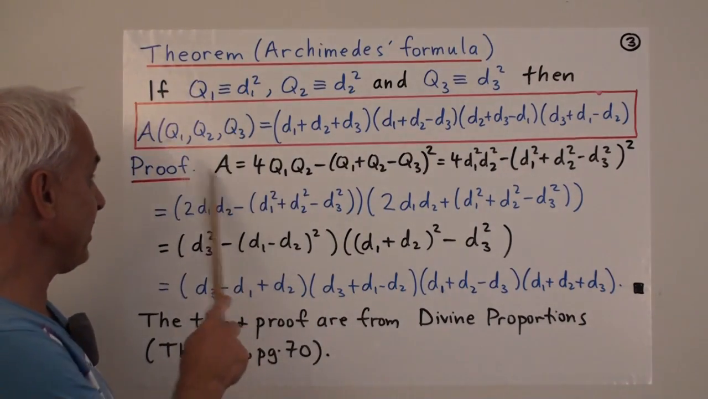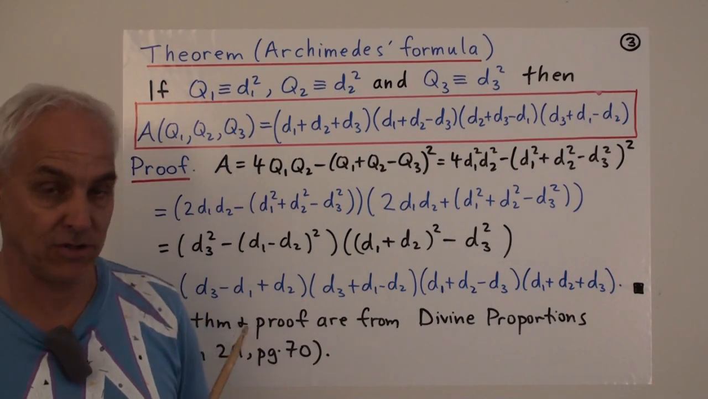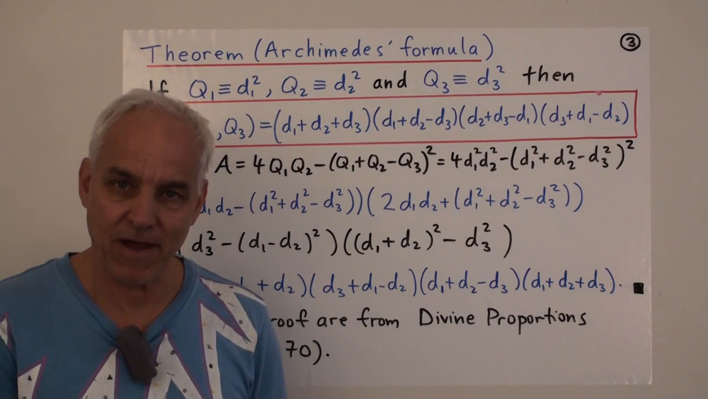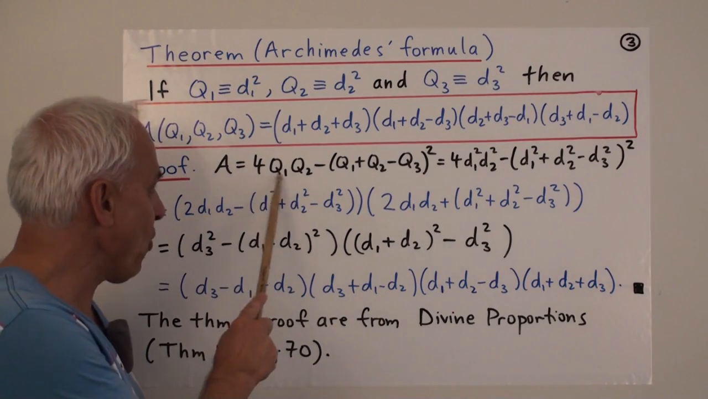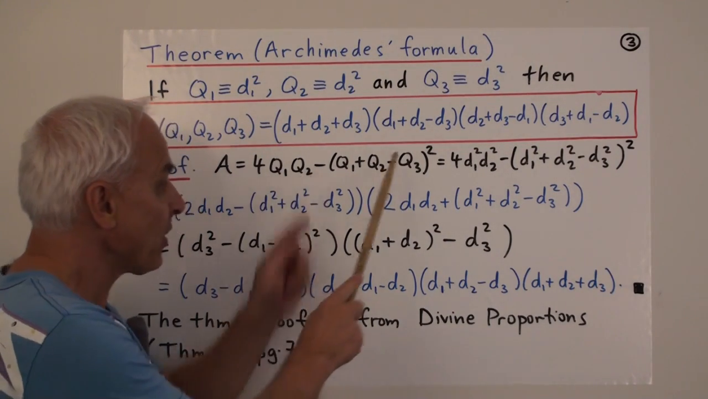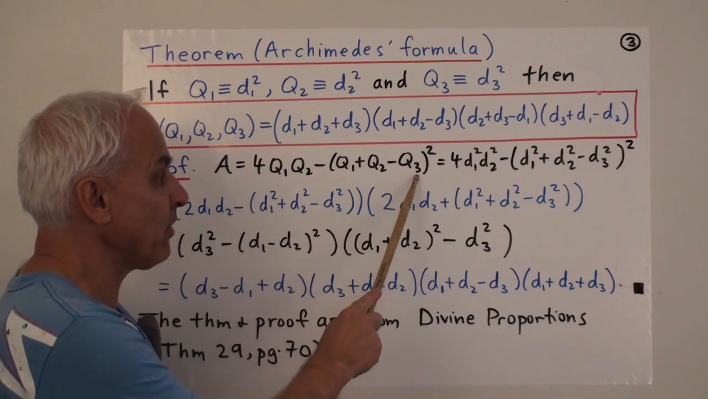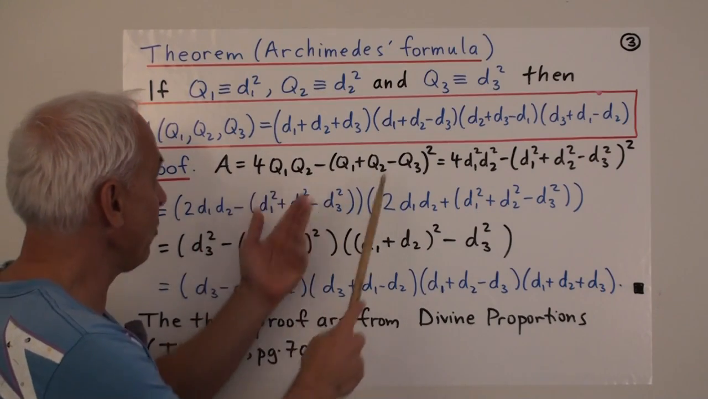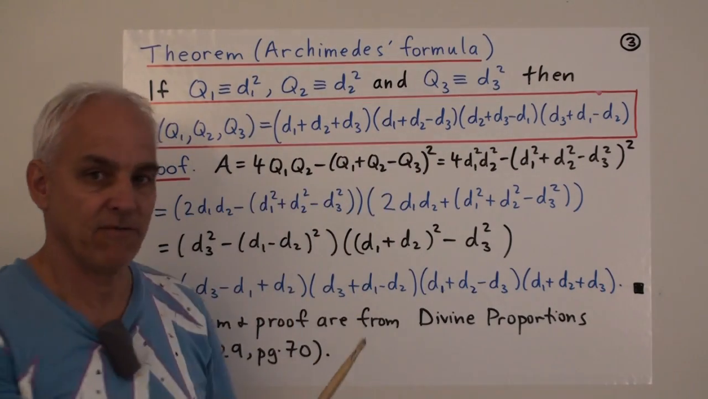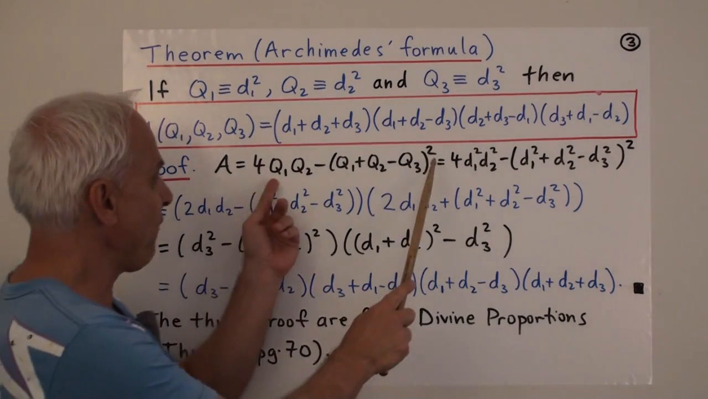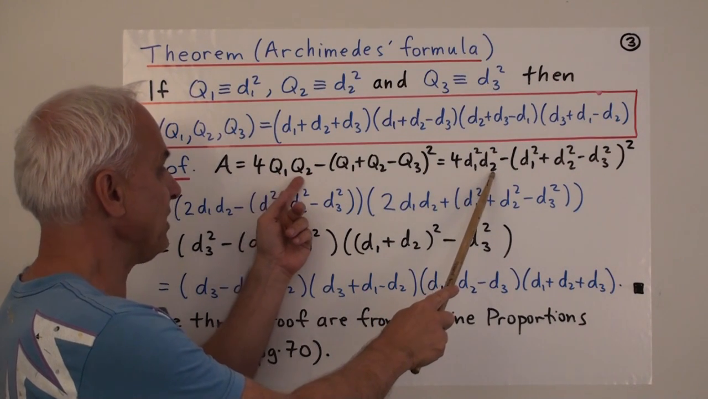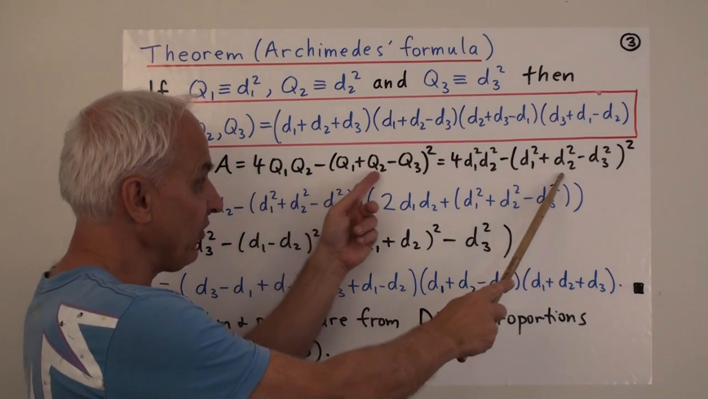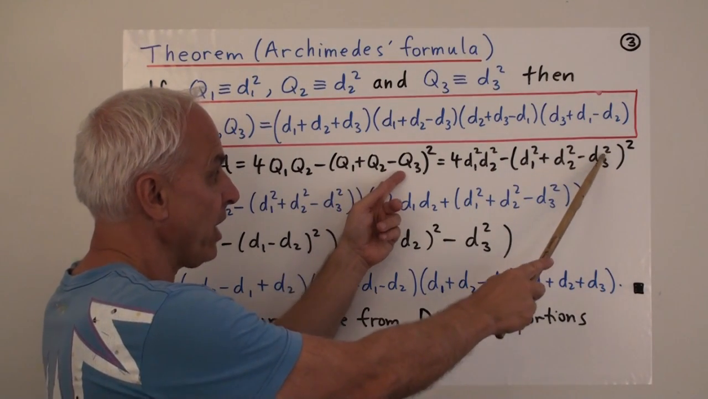All right, so let's start. Well, what is the definition of this A of q1, q2, q3? Well, let's use the asymmetrical form that we found useful. 4 q1 q2 minus q1 plus q2 minus q3 all squared. All right, so let's replace the q's with the various expressions involving d's. So we have 4 d1 squared times d2 squared minus d1 squared plus d2 squared minus d3 squared all squared.